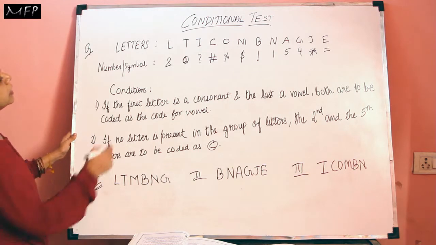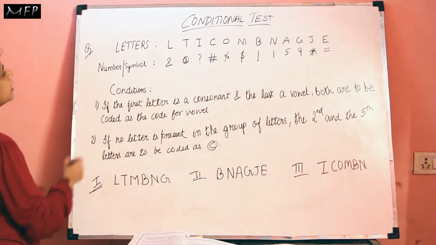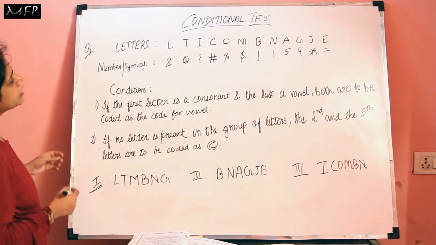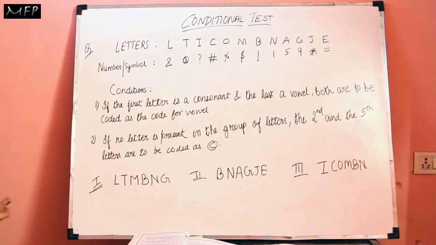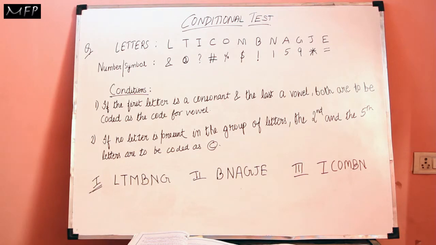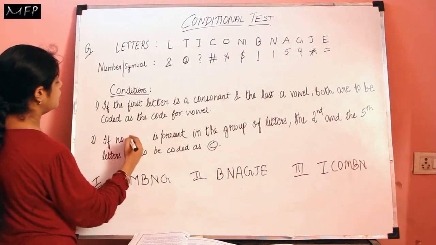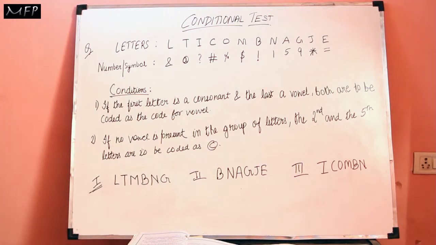The question is, these are some letters L, T, I, C, O, M, P, N, A, G, J, E. Now their symbols are, the symbol for L is N, and similarly all the symbols are given for the alphabets. Now some conditions are: first, if the first letter is a consonant and the last a vowel, both are to be coded as the code for vowel. Second, if no vowel is present in the group of letters, the second and the fifth letters are to be coded as copyright. Okay. So let us see the first question.